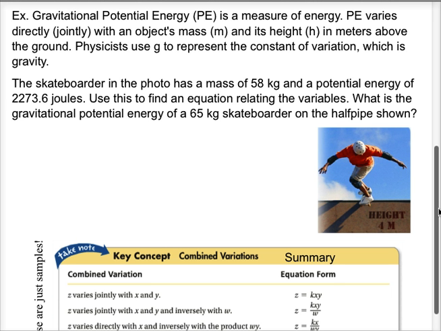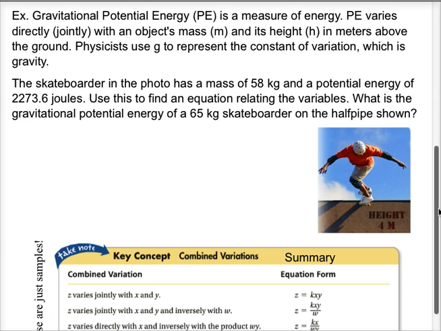Gravitational potential energy is a measure of energy. Potential energy varies directly, jointly, with the object's mass and height in meters above the ground. Physicists use G to represent the constant of variation, which is gravity in this case. The skateboard in the photo has a mass of 58 kilograms and a potential energy of 2,273.3 joules. Use this to find an equation relating the variables. What is the gravitational potential energy of a 65 kilogram skateboarder on the half pipe shown?